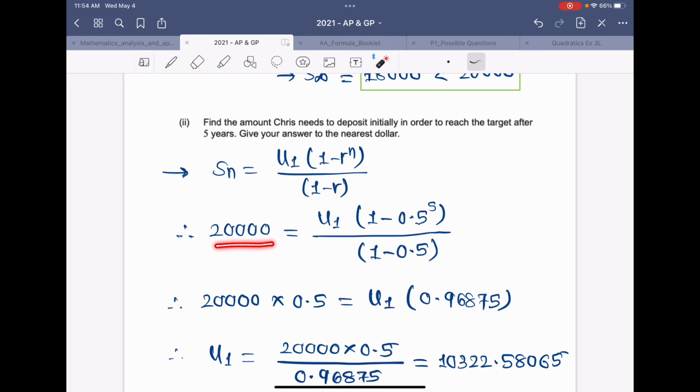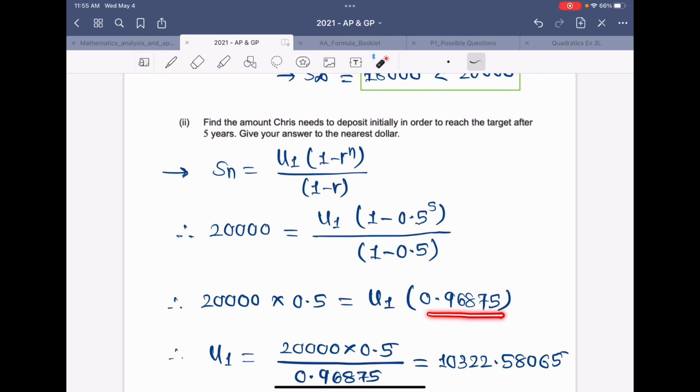So Sn is my final target, which is 20,000. I don't know my U1. I just need to change my initial amount to make a target of 20,000. So U1 is unknown for me. R is still 0.5 because every year I'm adding half of the previous. The power is 5 because they say 5 years, over 1 minus 0.5. 1 minus 0.5 is 0.5. Transfer to the other side becomes multiplication. So 20,000 times 0.5 is equal to U1 times 1 minus 0.5 raised to 5.